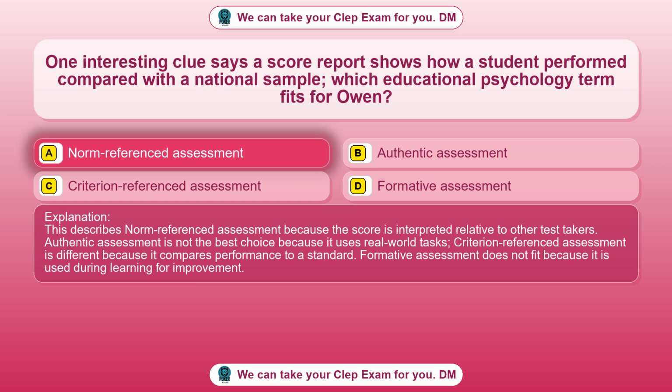This describes norm-referenced assessment because the score is interpreted relative to other test takers. Authentic assessment is not the best choice because it uses real-world tasks. Criterion-referenced assessment is different because it compares performance to a standard. Formative assessment does not fit because it is used during learning for improvement.